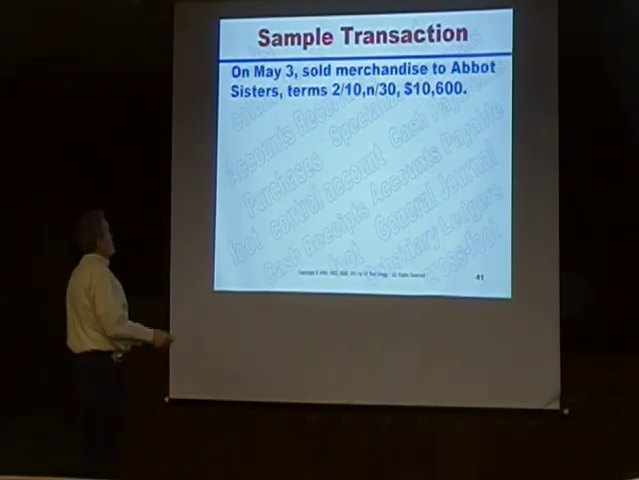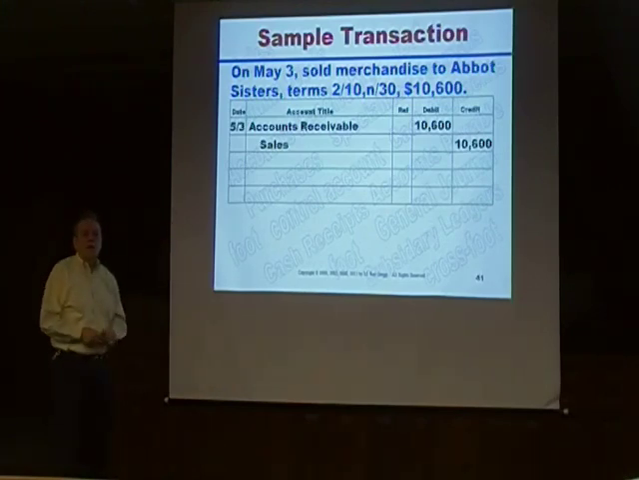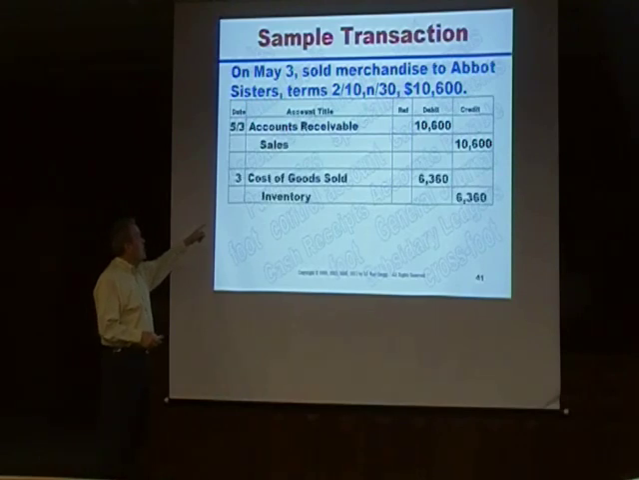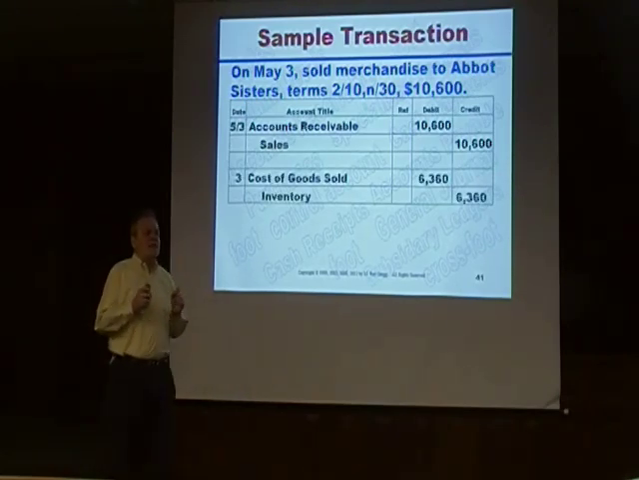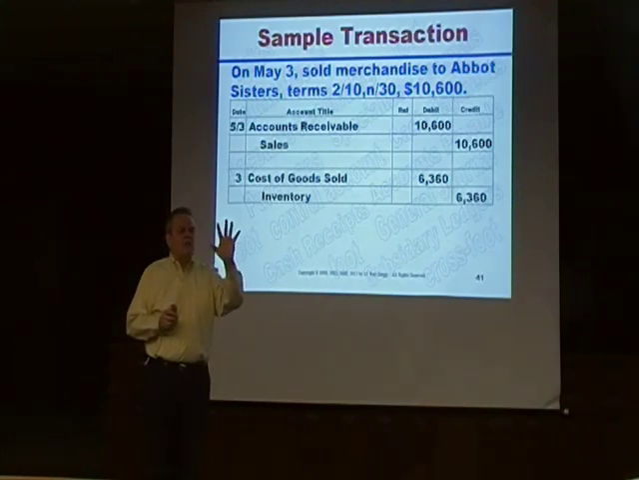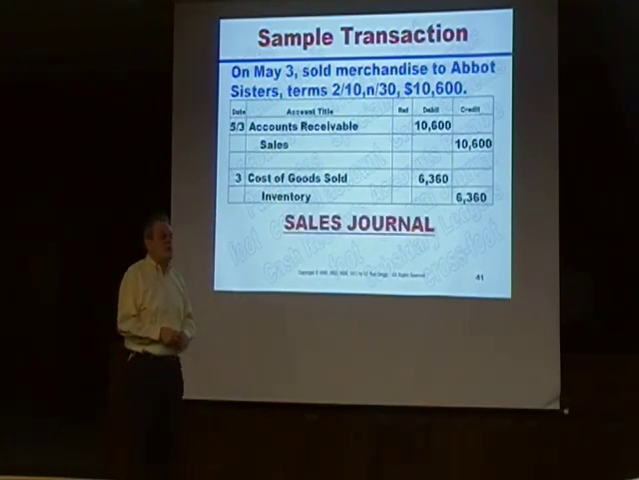We sold merchandise, and before today, we would have bleeped it at the cash register, and the technology would have recorded the revenue, debit accounts receivable, credit sales, and the expense we incurred, debit cost of goods sold, credit inventory. How can we accomplish that under the new procedures? Does this transaction go in the purchases, sales, cash receipts, cash payments, or general journal? Say something quick. Sales. This goes in the sales journal.